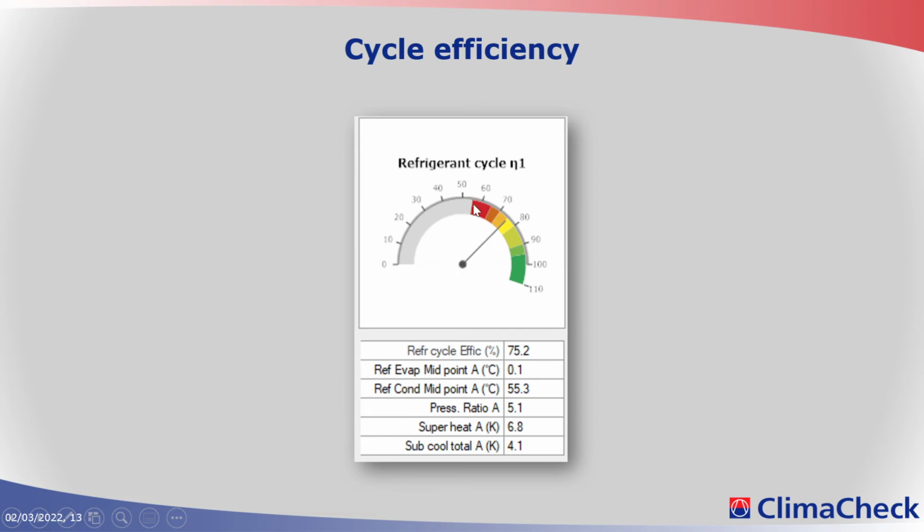Now, for the refrigerant cycle, we talked about the superheat and the subcool. As we increase the subcool, we will have higher performance. The economizer will give us that opportunity to increase the subcool and have a higher performance.